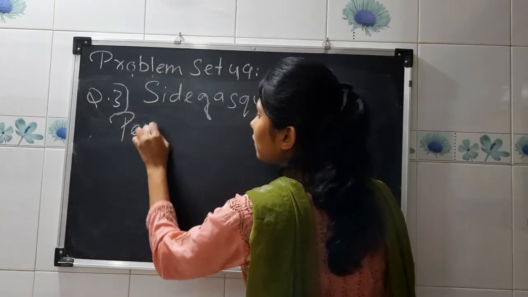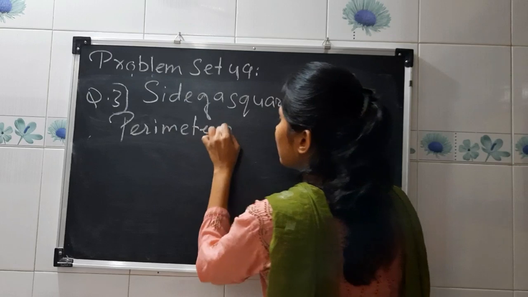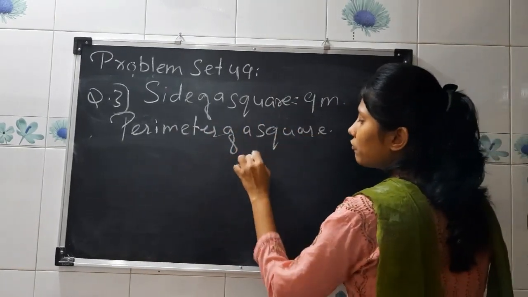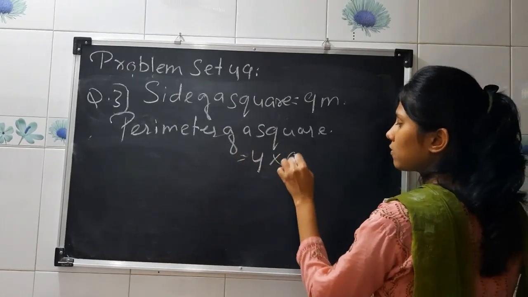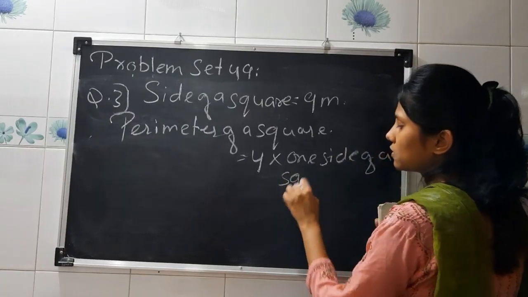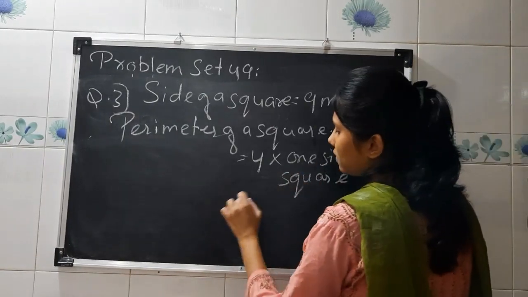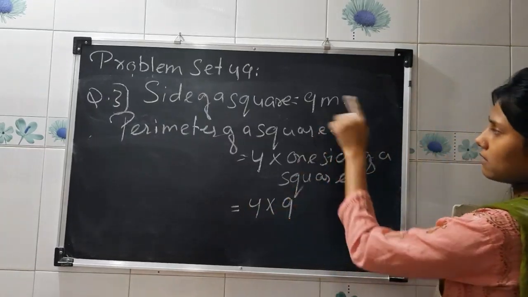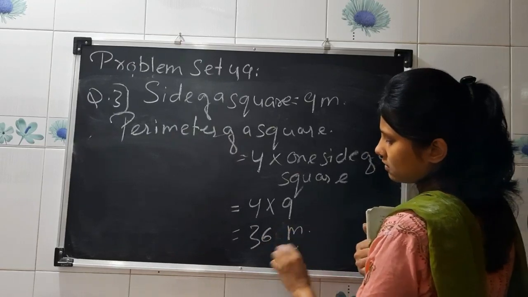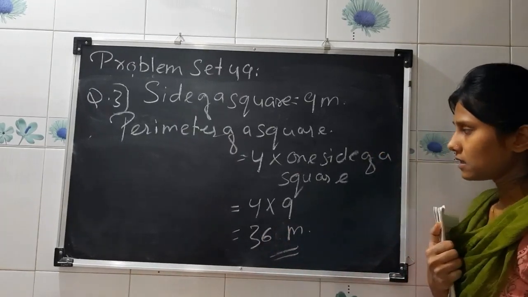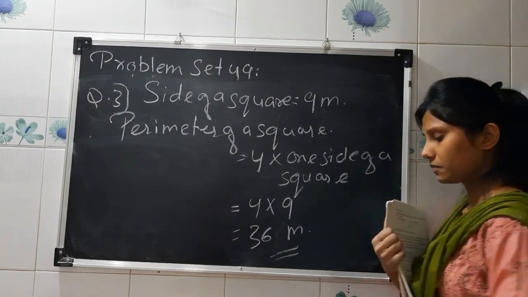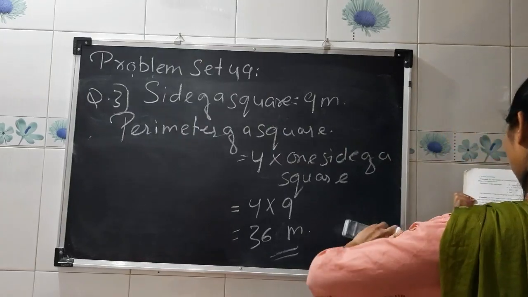So perimeter of a square. What is the formula? 4 into one side of a square. So 4 into one side, 9, 36 meters. Therefore, perimeter of a square is 36 meter. Okay. Next, 4.